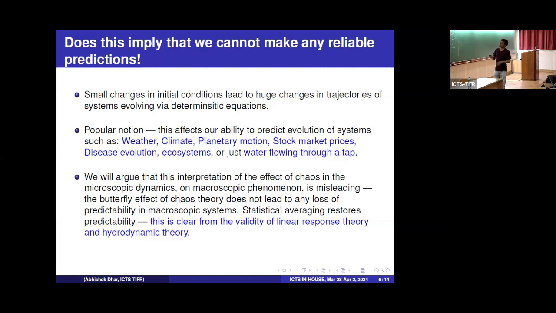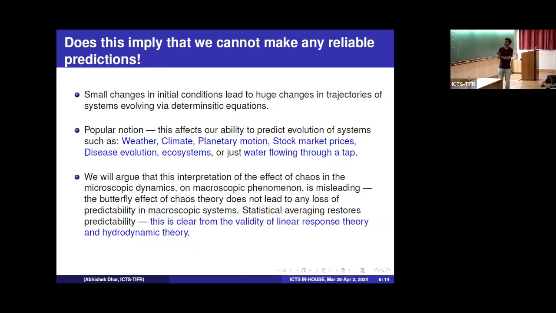Now, the popular notion is that because of chaos, this affects our ability to predict the evolution of systems such as weather, climate, planetary motion. This is also one area where the idea of chaos started, from the work of Poincaré and others. Even stock market prices, disease evolution, ecosystems. In fact, Ashik talked about this this morning. And even water flowing through a tap. These are all non-linear systems with many degrees of freedom. Can we actually make predictions? It seems difficult, right?